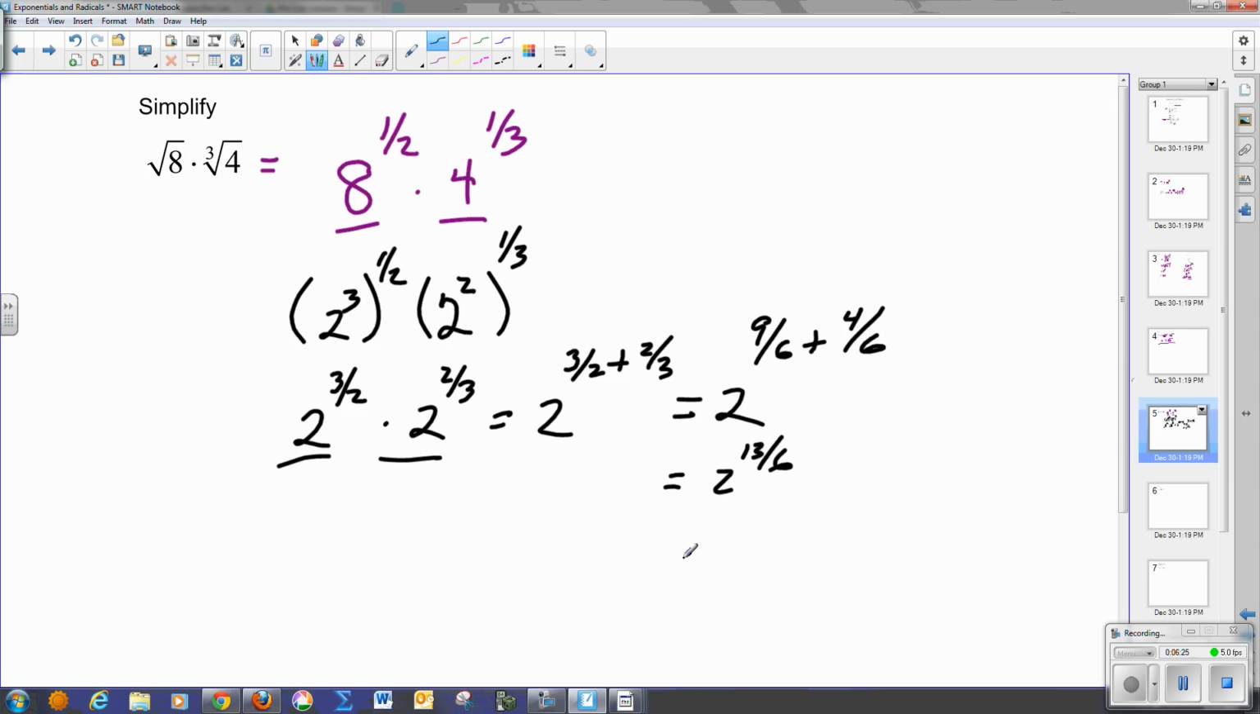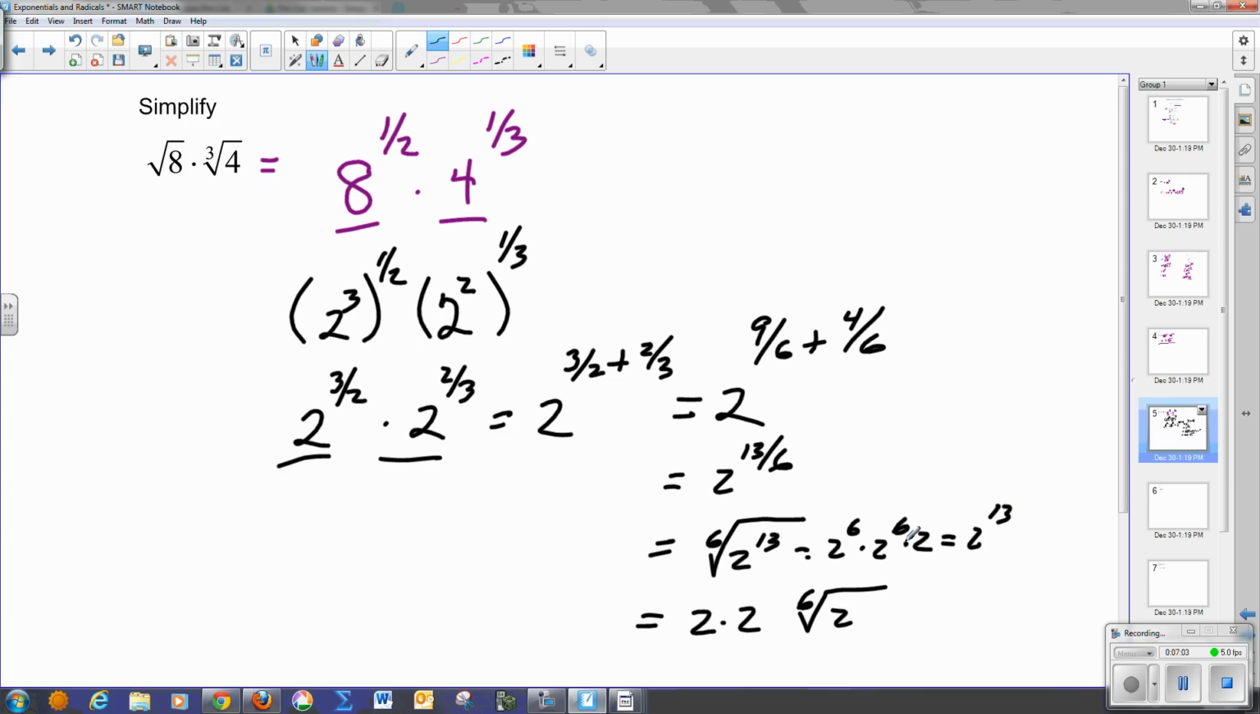Now, if I asked you to put this in radical form, this would not be in simplest form. Take a peek. I'd have the 6th root of 2 to the 13th. And the 6th root says for every 6 of these 2's, I get to pull 1 out. So I get to pull 1, 2 out, and I have 1 left on the inside. You'll notice 2 to the 6th times 2 to the 6th times 2 equals 2 to the 13th. And for every 2 to the 6th, I get to pull a 2 out. Let's move on.